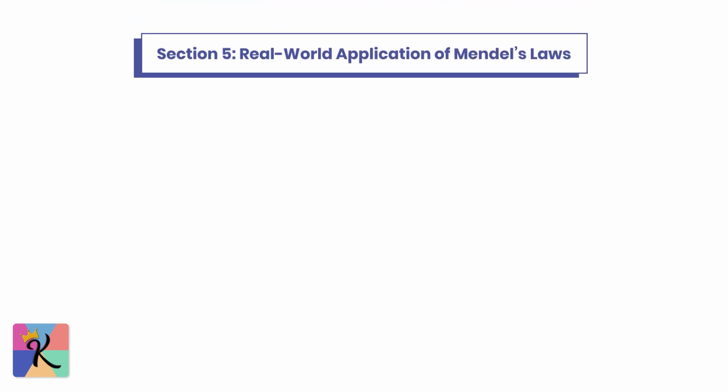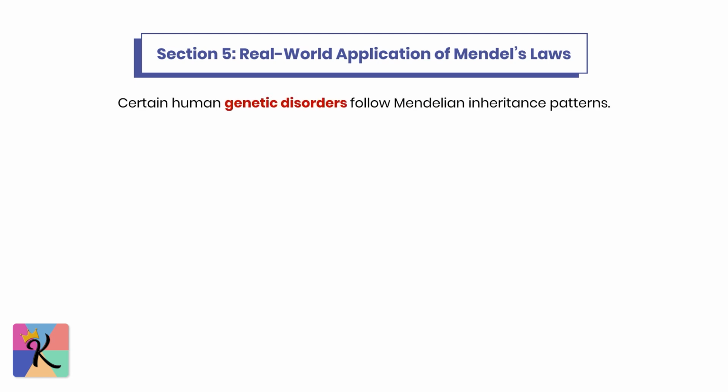Section 5. Real-world application of Mendel's laws. Mendel's laws of inheritance are not limited to pea plants. They apply to the genetics of many organisms, including humans. For example, certain human genetic disorders follow Mendelian inheritance patterns. These principles allow geneticists to predict the likelihood of traits or conditions appearing in offspring.